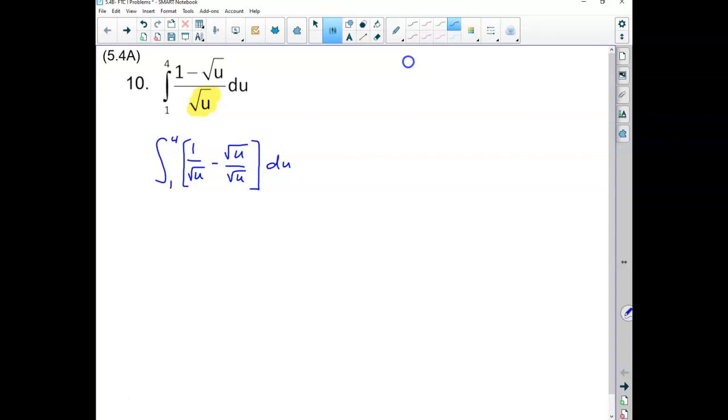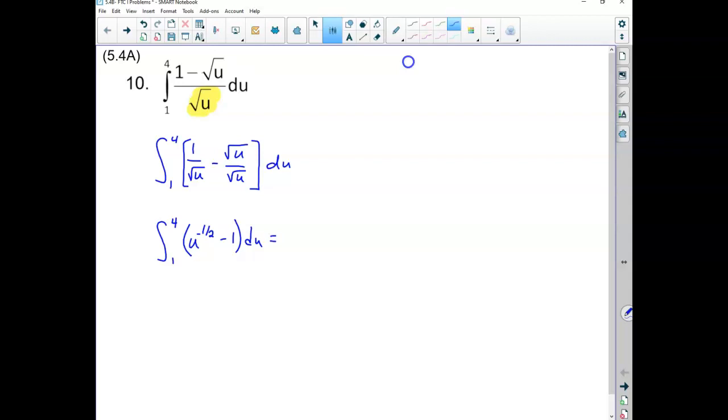And the whole point of that is so that I can simplify each fraction. 1 over the square root of u, that's u to the negative 1/2, right? And square root of u over square root of u is 1, and that's a du. So now I can find the antiderivative of that, u to the negative 1/2.